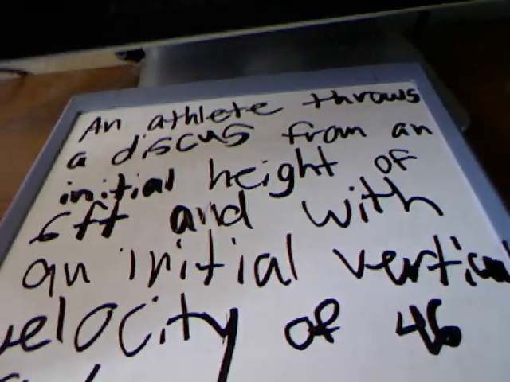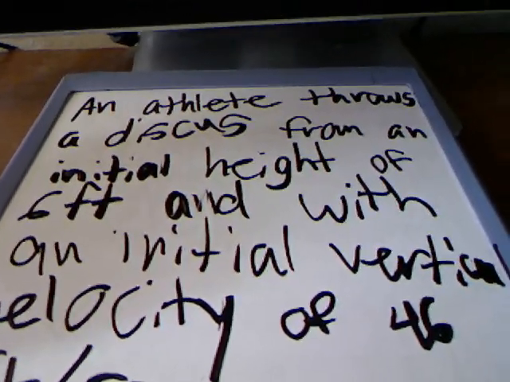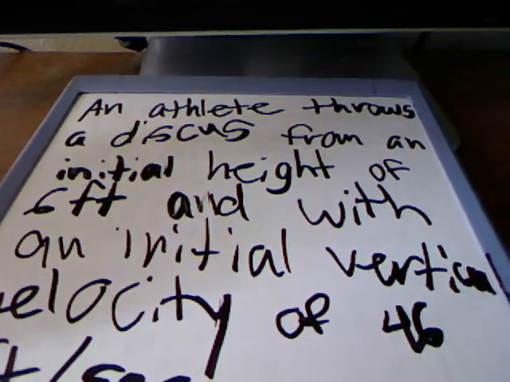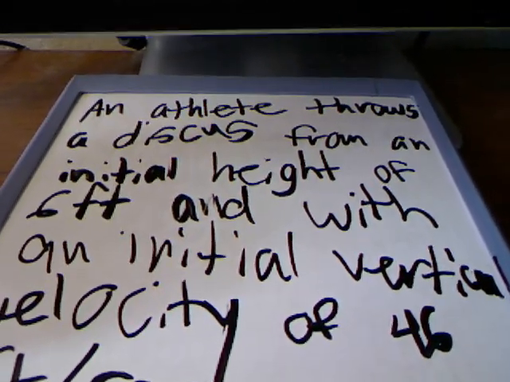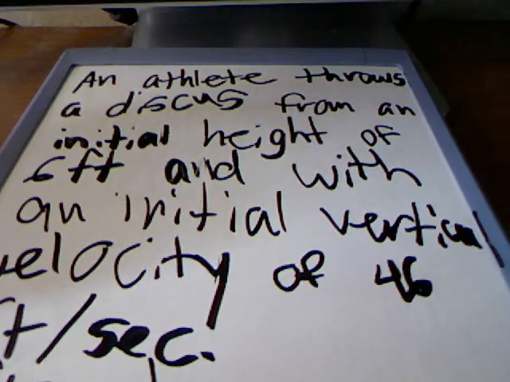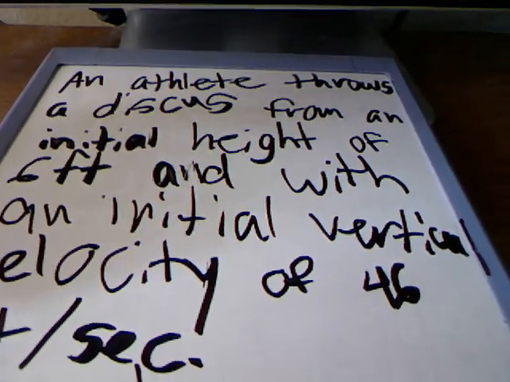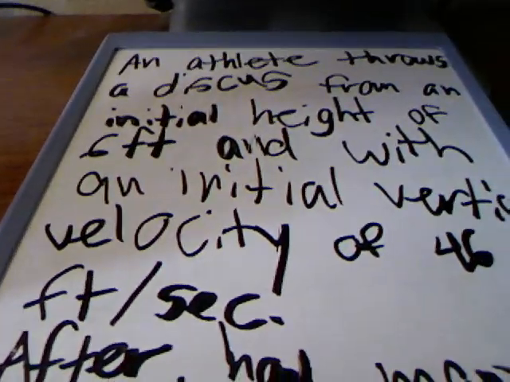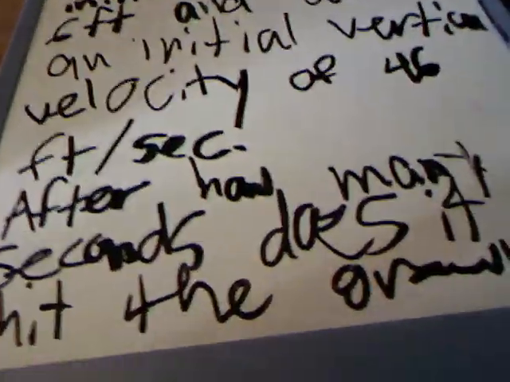It's called How to Solve Vertical Motion Problems. So here's the problem. An athlete throws a discus from an initial height of 6 feet and with an initial vertical velocity of 46 feet per second. After how many seconds does it hit the ground?